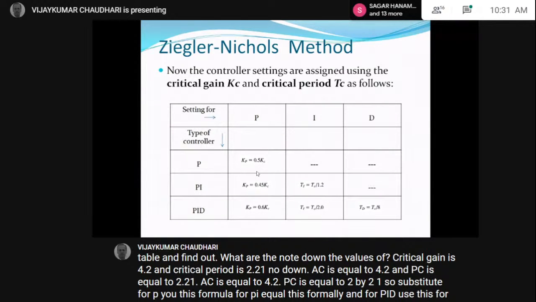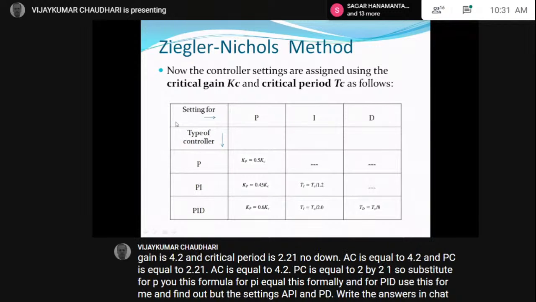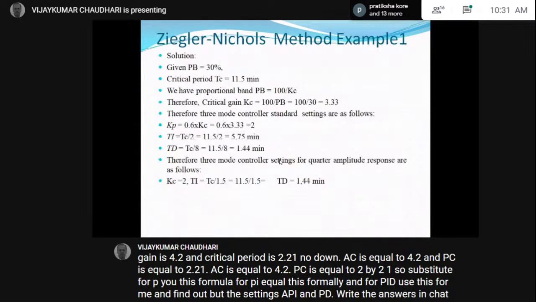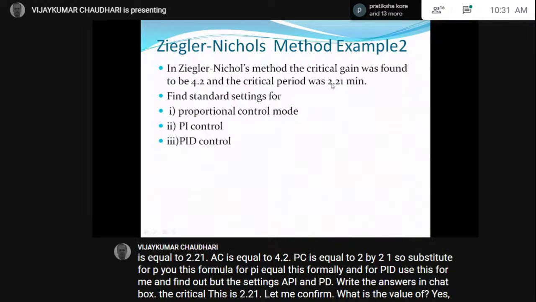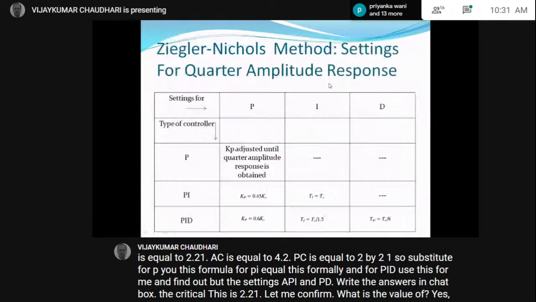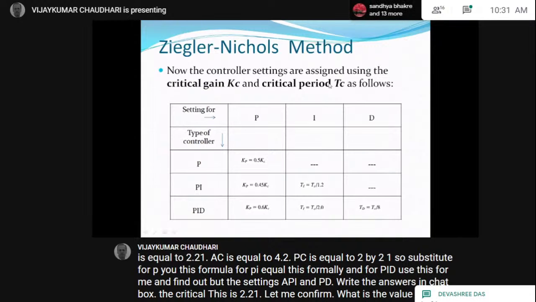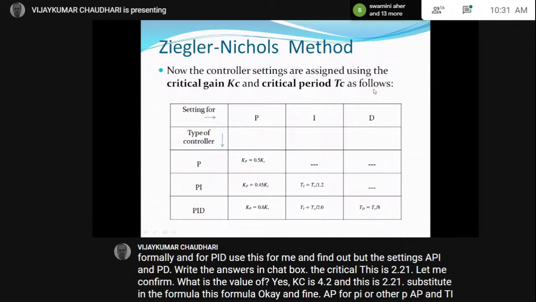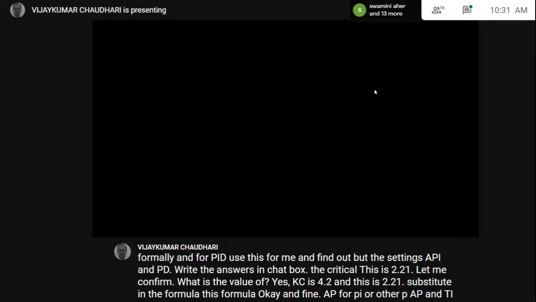Write the answers in the chat box. The critical gain Kc is 4.2 and Tc is 2.21. Let me confirm the value. Yes, Kc is 4.2 and Tc is 2.21. Substitute in this formula, and find Kp for P, Kp and Ti for PI, and Kp, Ti, and Td for PID. Any answers in the chat box?